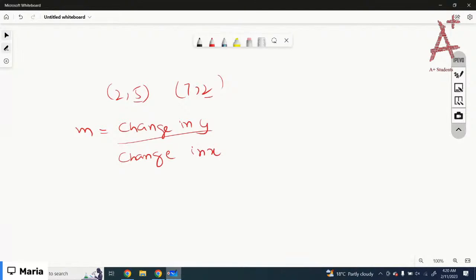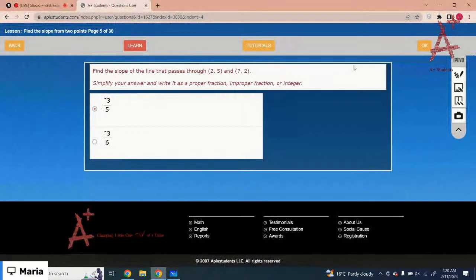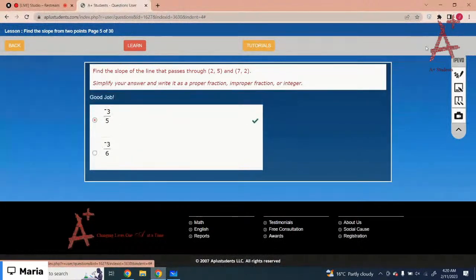So just subtract the y components. It would be 2 take away 5 and then 7 take away 2. So 2 take away 5 is negative 3 and 7 take away 2 is 5. So that means the slope of these 2 points is negative 3 over 5. Got it? So just select the correct option, negative 3 over 5, then click on the OK button.